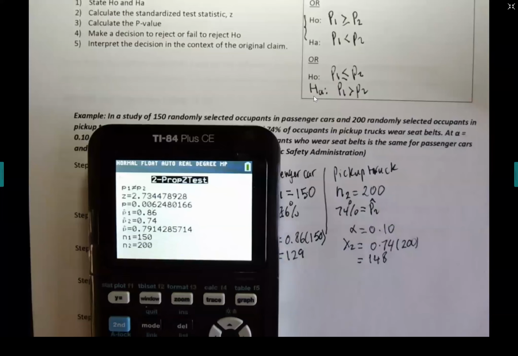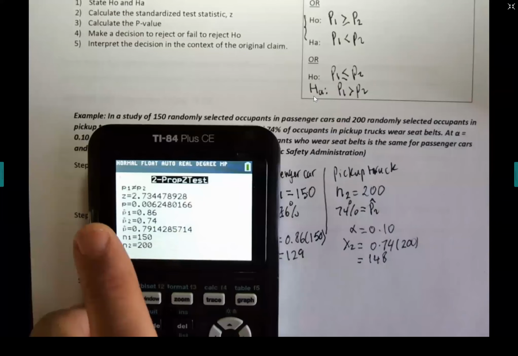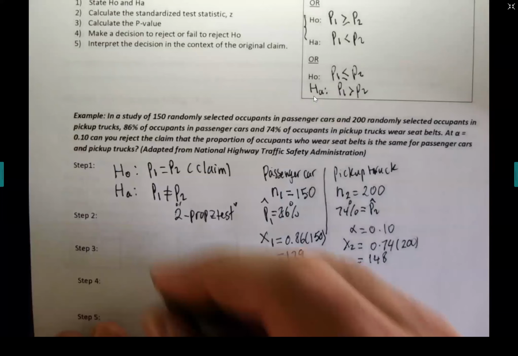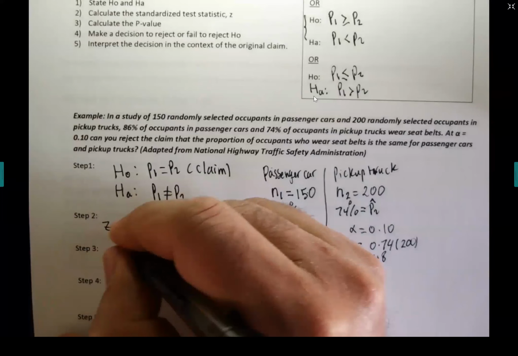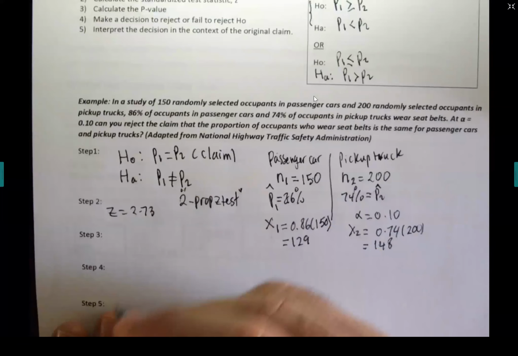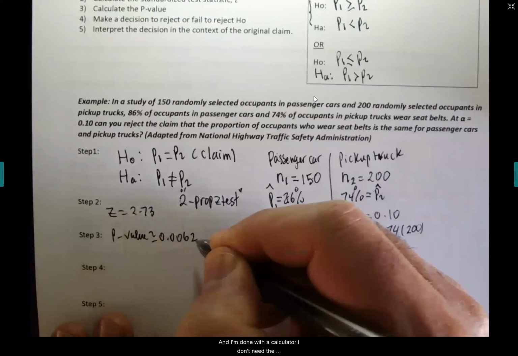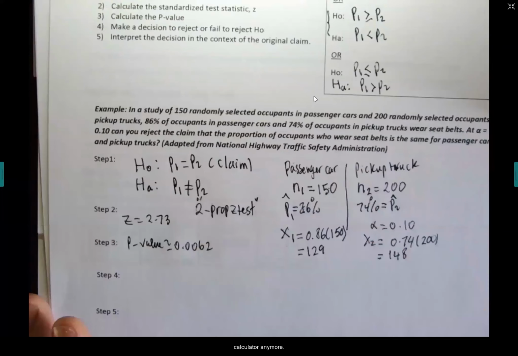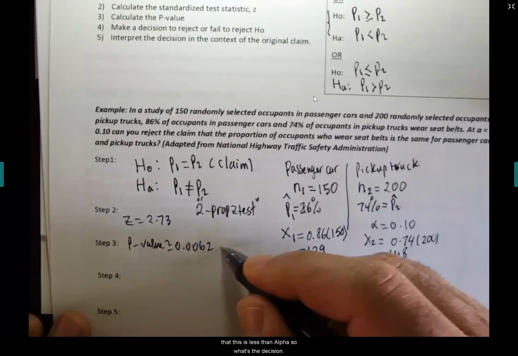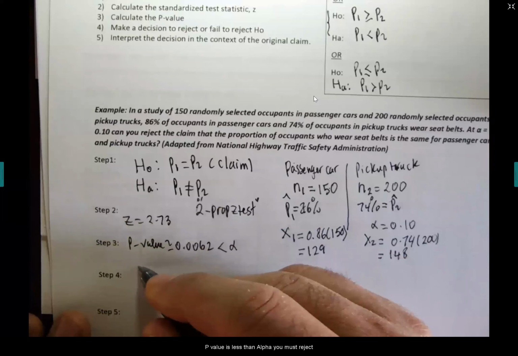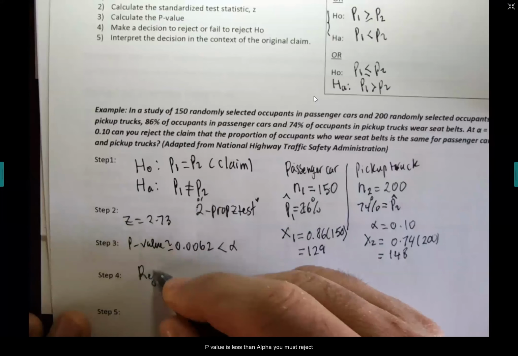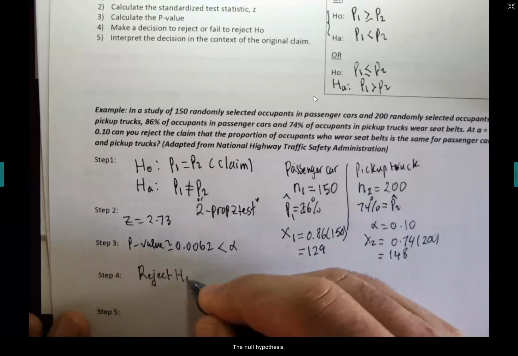So watch, Z is 2.73 and p-value is 0.0062. I'll just write them down. And I'm done with the calculator. I don't need the calculator anymore. So alpha is 10%, guys. You guys agree with me that this is less than alpha? So what's the decision here? If p-value is less than alpha, you must reject the null hypothesis.